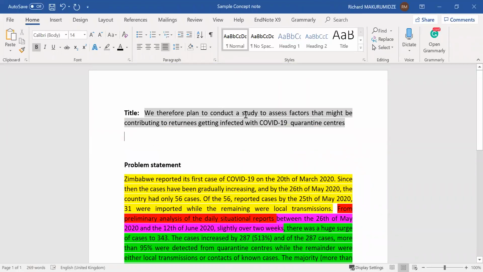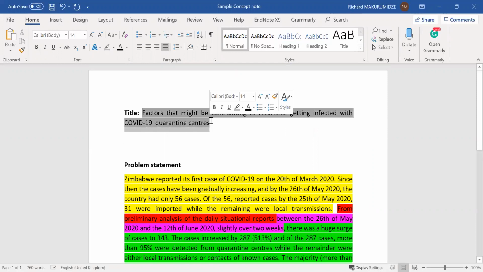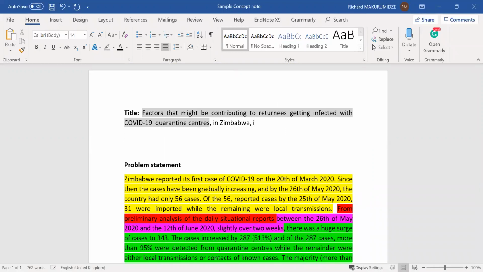Maybe you can give your title like "Factors". You can do it like this: describing your objective, and what are the factors? Factors that may be contributing to returnees getting infected with COVID in quarantine centers. Remember, you always want to make sure your title is specific: in Zimbabwe, and in 2020, something like that.